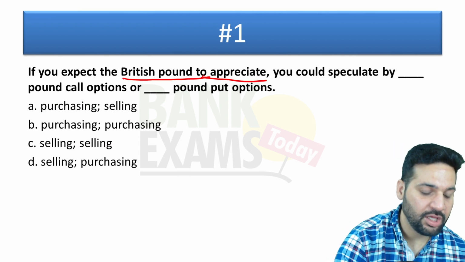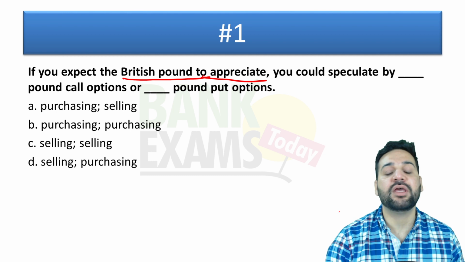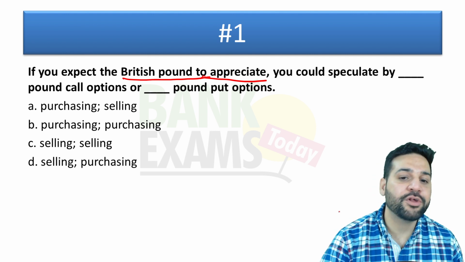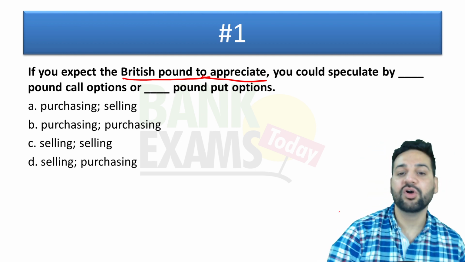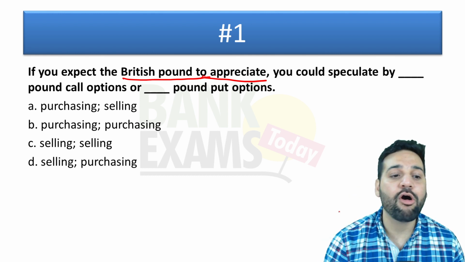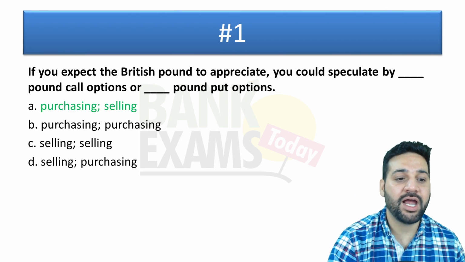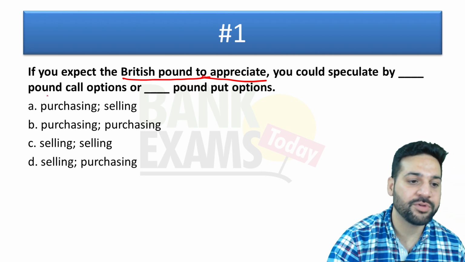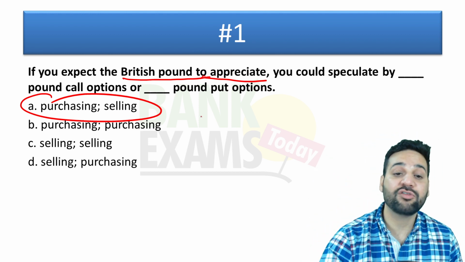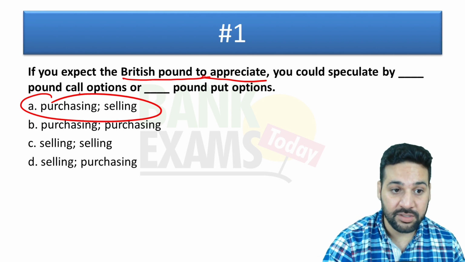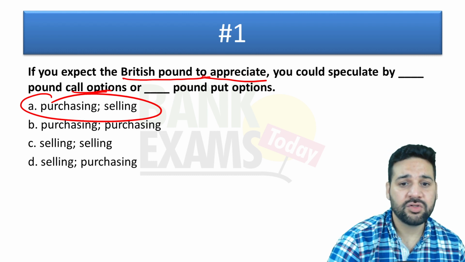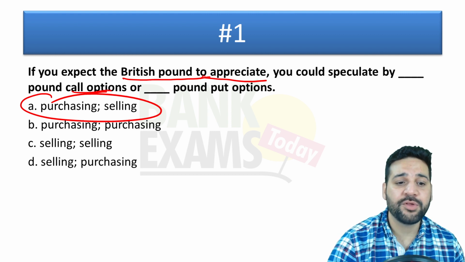So the first question: if you expect the British pound to appreciate, you would speculate by buying a call option or a put option. According to you, the value of the British pound is going to rise, so you are going to buy the call options and sell the put options. What is a call option? It's the right to buy. The price is going to rise, so you buy the call option and sell the put options.